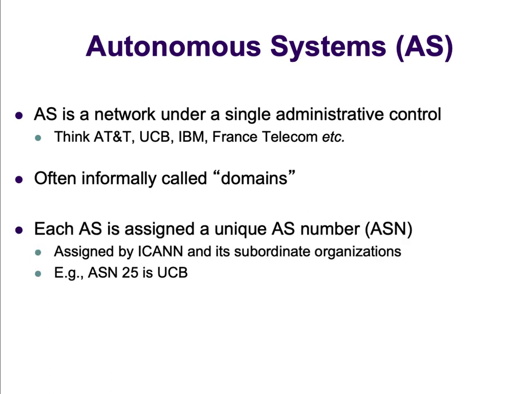What makes a network an autonomous system is the fact that it has been assigned a unique autonomous system number, or ASN. This is a number that's assigned by this organization called ICANN. I think Murphy talked about it in the context of assigning IP addresses. So if you want to be an AS, you have to go to ICANN, you have to make your case, and you get an autonomous system number. Berkeley, for example, is ASN number 25.